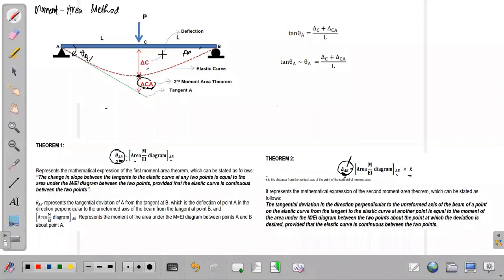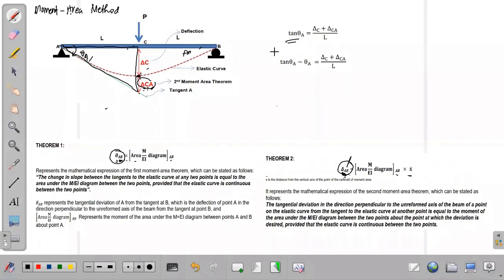Okay? So when we look at this diagram, we can actually have a triangle here. This is a triangle. And using our trigonometric function, tangent is equal to opposite over adjacent. Right? So the tangent of theta A is equal to delta C plus the distance from the elastic curve to the tangent line drawn from point A, the delta CA, over the length. Right? So that's it.